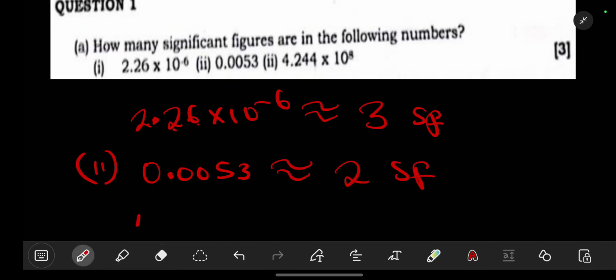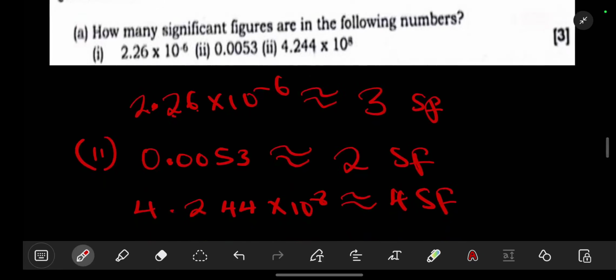If you look at this one where we have 4.244 times 10 to the power 8, the number of significant figures here, we are going to have 4 significant figures like that. So that is how we obtain our 3 marks.